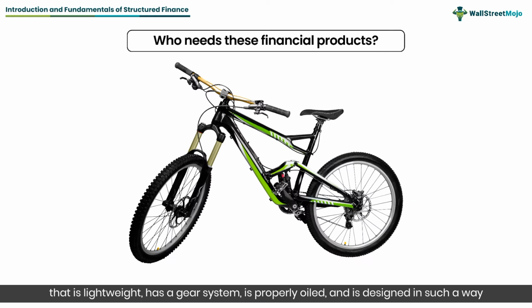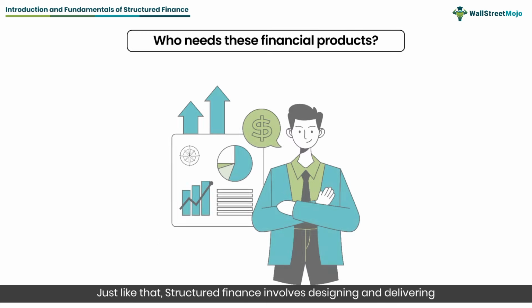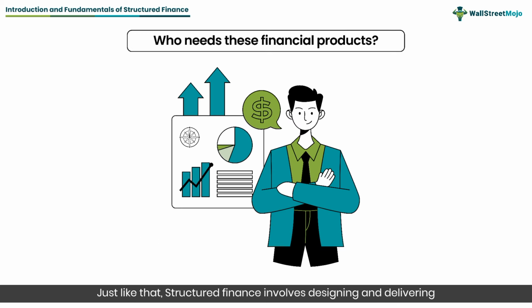A gear system is properly oiled and is designed in such a way that the structure elevates its speed on the racing track. With that thought, you are now ready to buy it because it satisfies your racing needs. Just like that, structured finance involves designing and delivering sophisticated financial products and services to satisfy complex financial requirements.